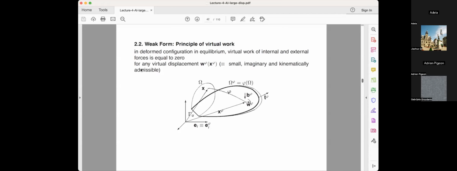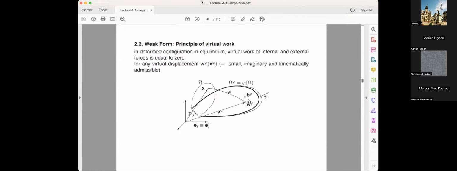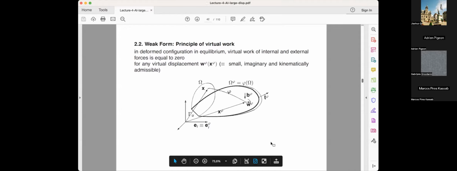So let's go back. The idea is that we now want to see how to transform the equilibrium equation from the deformed configuration to the initial configuration, not in the spirit of the strong form but of the weak form. For that reason, we have to identify, first of all, the initial configuration, with the position of each particle handled by this position vector x.